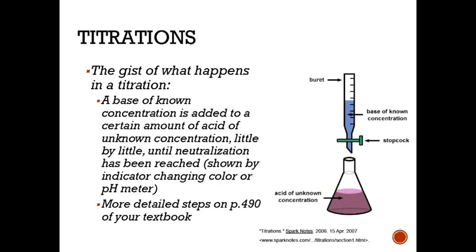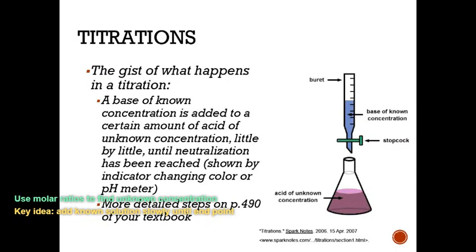Now let's look at the actual procedure for a titration. You're adding a standard base of known concentration dropwise into your acid sample of unknown concentration. Think of it like slowly filling a cup. You keep adding until you hit that endpoint we discussed, when the indicator changes color.